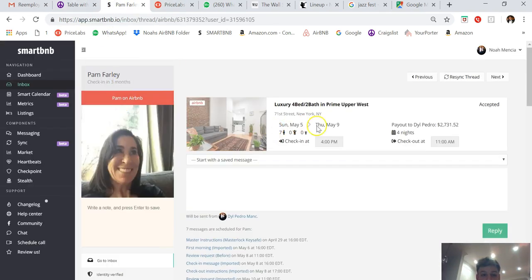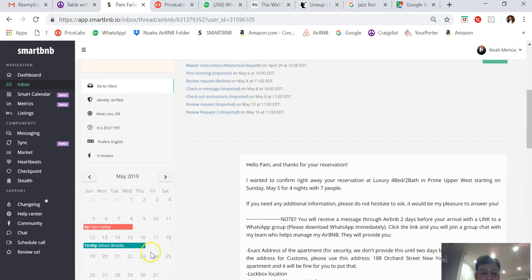Pam Farley booked this apartment here for 4 nights from May 5th to May 9th. Now, how do we know we need to go back and adjust? Well, it's pretty easy, actually. You can just go down here and you can see, okay, we have this booking here. We have this. Now, Pam just booked this.